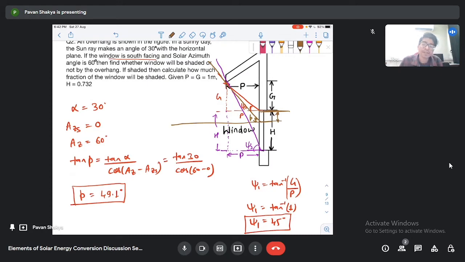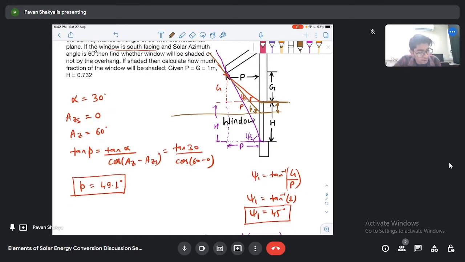This portion will be shaded. Okay, that we have to calculate. So how we will calculate? Now let's say this is point, let's give some names to these points. Let's say this is A prime, this one is our B, this one is B prime, this one is C, and this one is C prime.